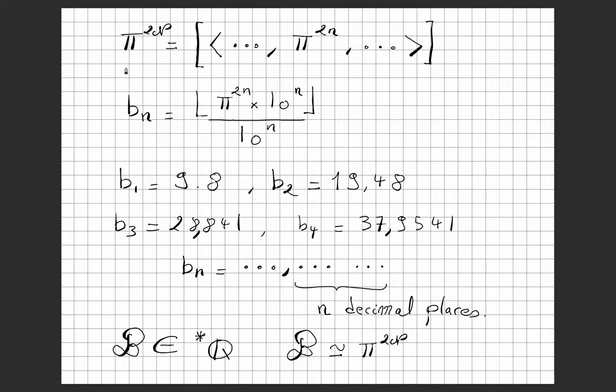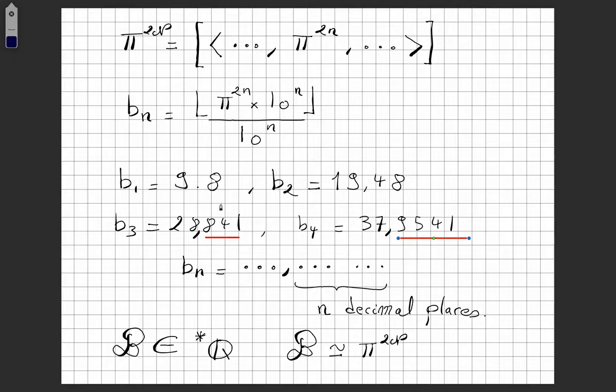And I give an example here by considering the hyperreal number which is pi to the power 2n, so which is given by the following equivalence class of the sequence here. And therefore for B_n, I choose the floor function of pi to the power 2n times 10 to the power n, and all of that divided by 10 to the power n. So clearly every element B_n is a rational number. I give B1 here, which is 9.8, B2, 19.48, B3, which now has 3 decimals, B4 that has 4 decimals behind the 37 here.